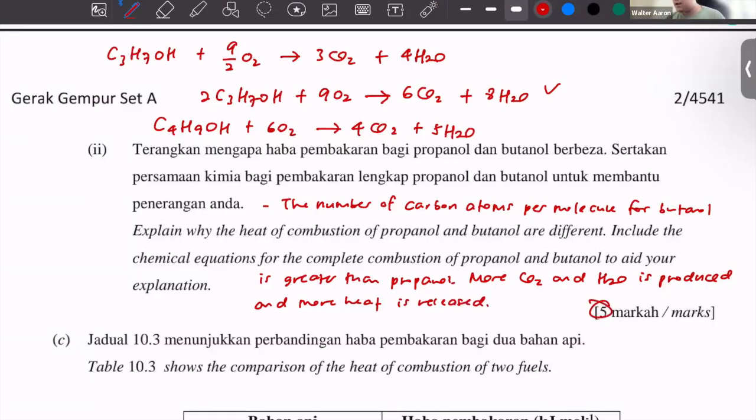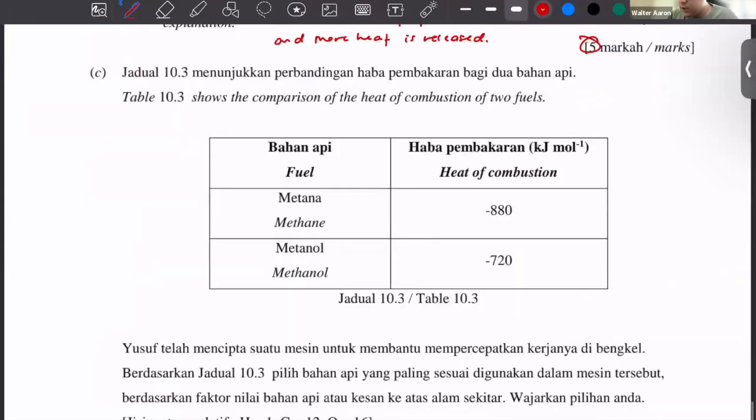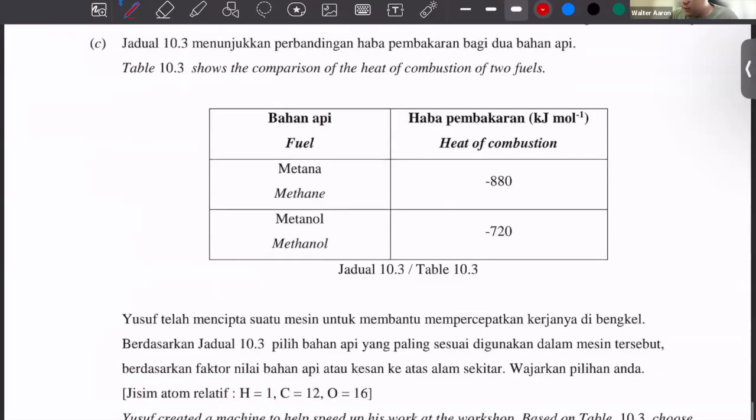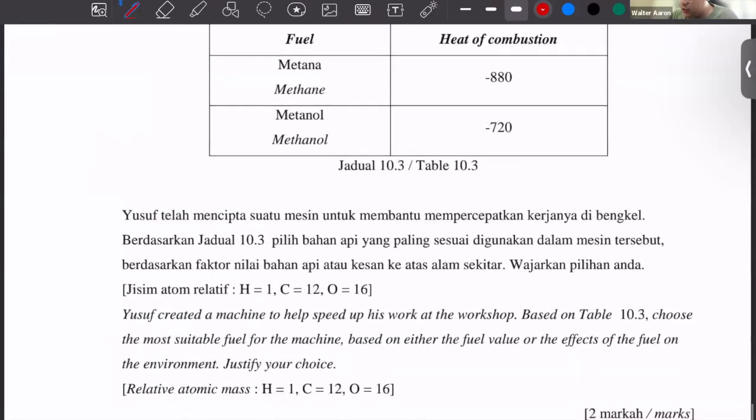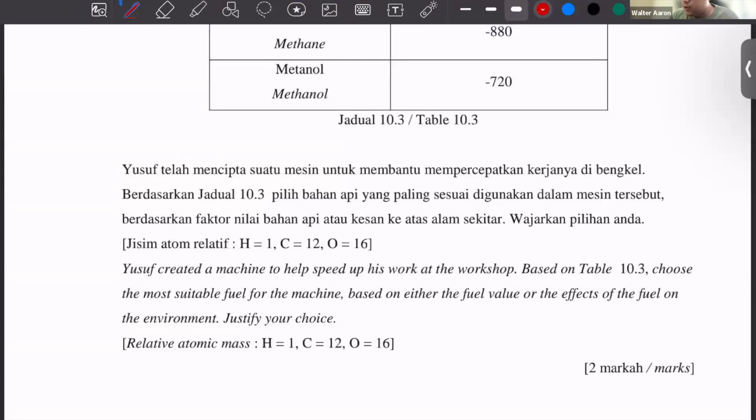So you should be able to get 5 marks after that to explain all these things. So once it's done already, you'll be able to get full marks for the question itself. Okay, let's go to C. 10.3 shows a comparison of heat of combustion of 2 fuels with methane and methanol. So one is alkane and one is alcohol. All right. So then after that, we see here, Yusuf created a machine to help to speed up his work in the workshop. Based on 10.3, choose the most suitable fuel for your machine. Based on either the fuel value or the effects of the fuel on the environment, justify your choice.